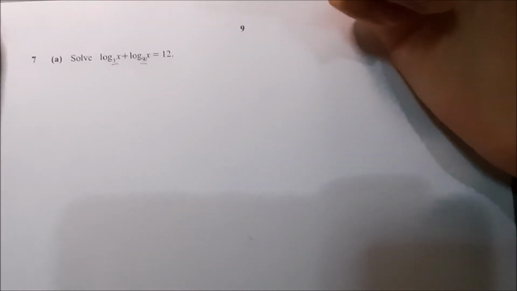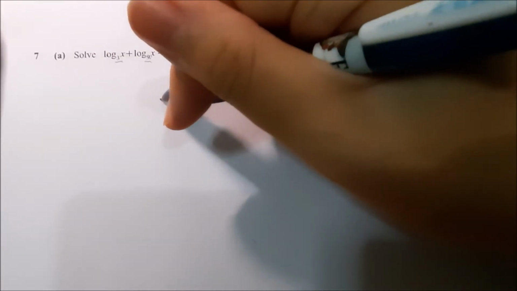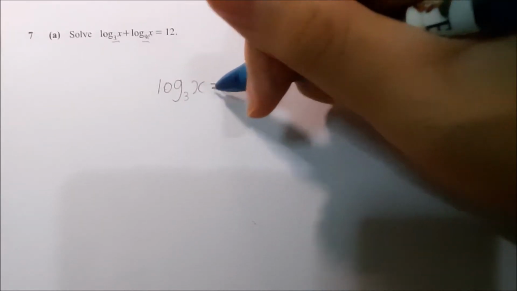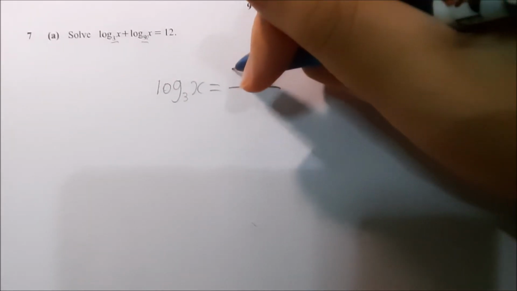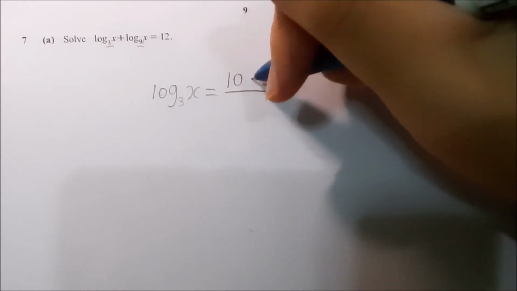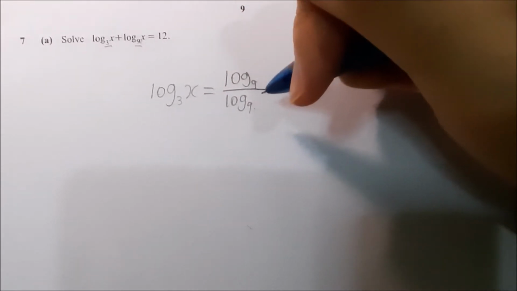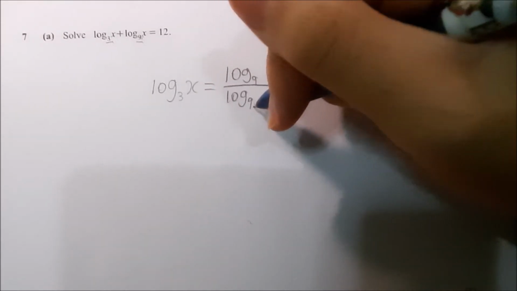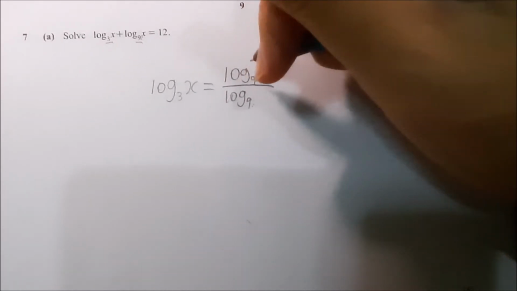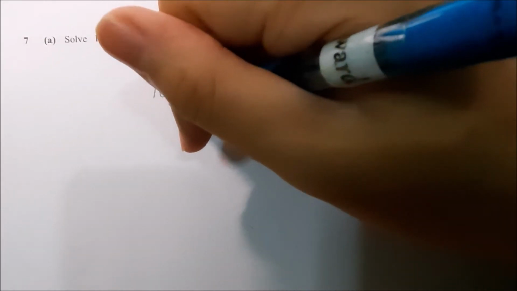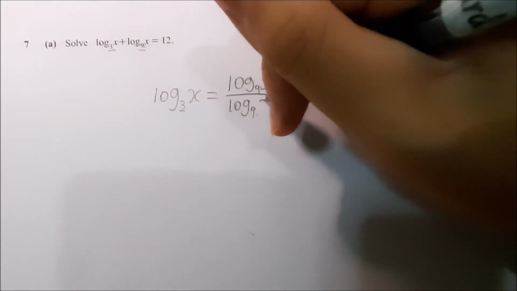To change the base of a logarithm function, let's say you want to change log 3x to the base of 9. You have to put log base 9 over log base 9, which is a fraction, and you put the x on the top and the original base on the bottom.